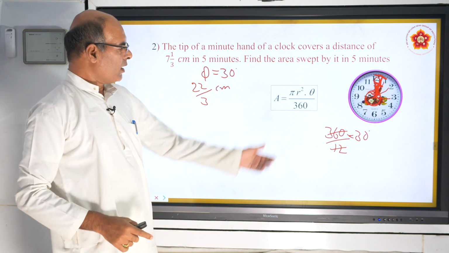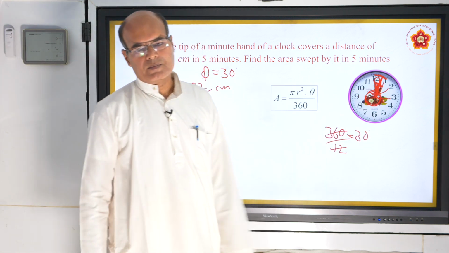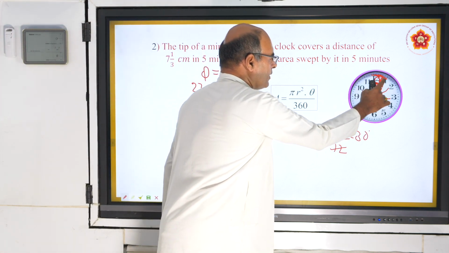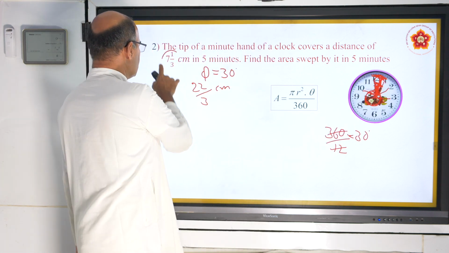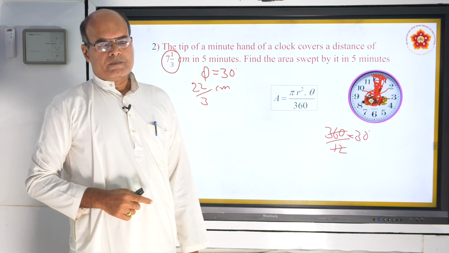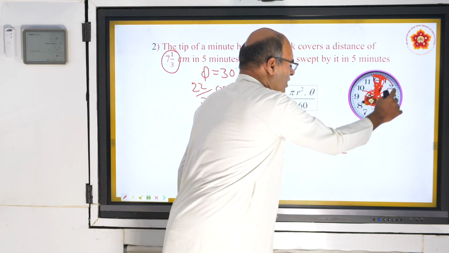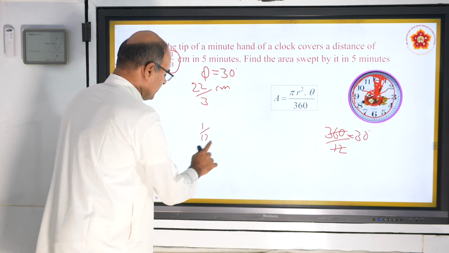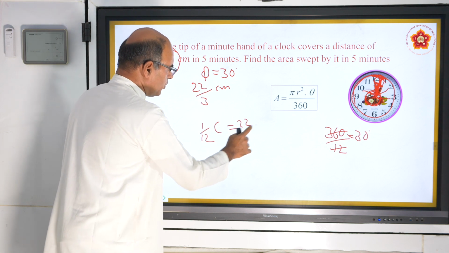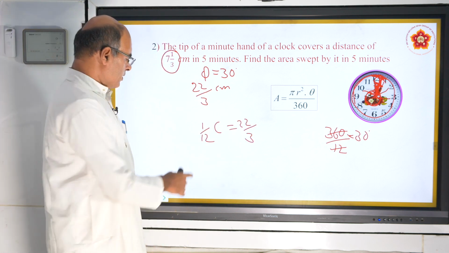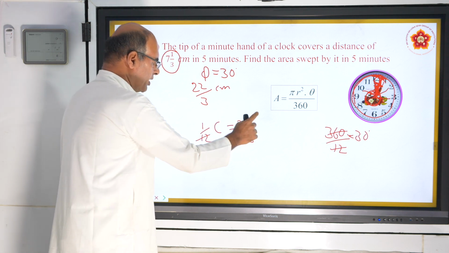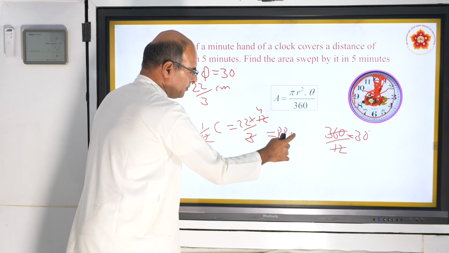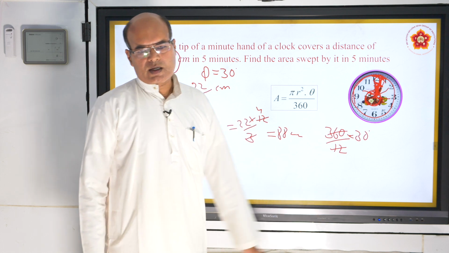Then what is r? r is not given. r means the length of the minute hand. So how can you find it out? We know that this distance is 22 by 3 centimeter, that is 7 1/3 centimeter. This distance is 1/12 of the total circumference. So 1/12 of the circumference is 22 by 3 centimeter. Take the 12 to that side, it becomes 22 into 4 by 3 into 1, so 88 centimeter. 88 centimeter is the circumference of the clock.